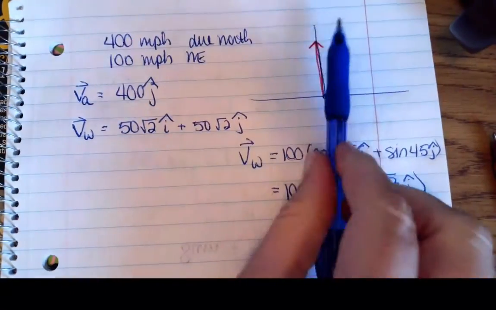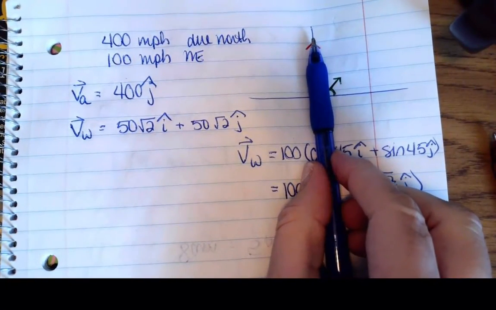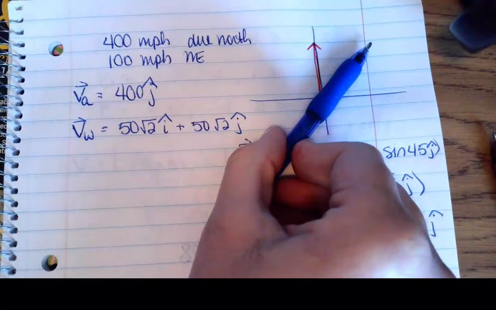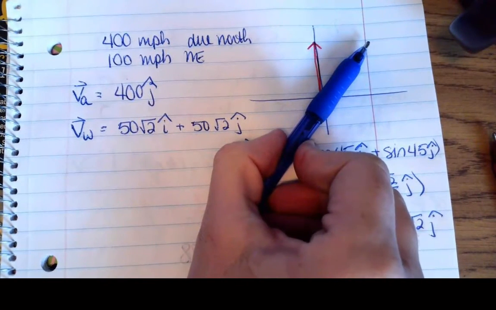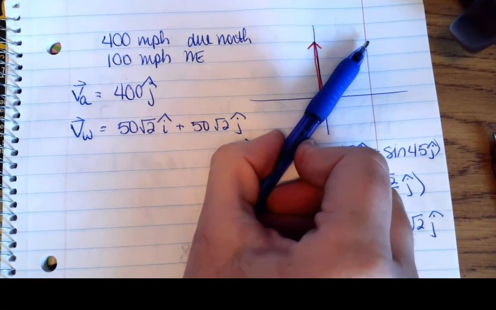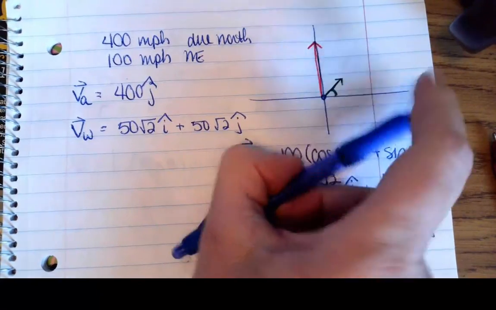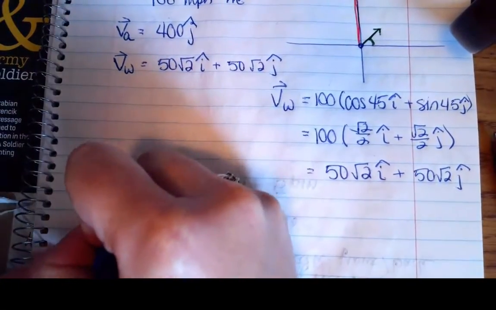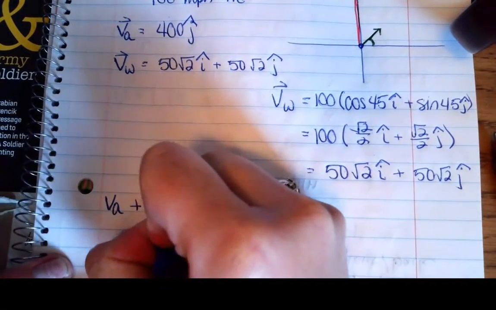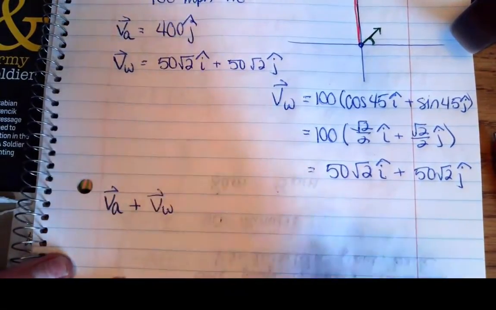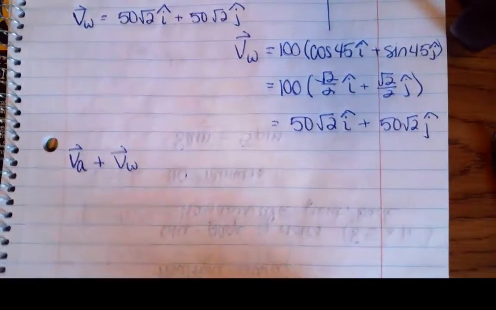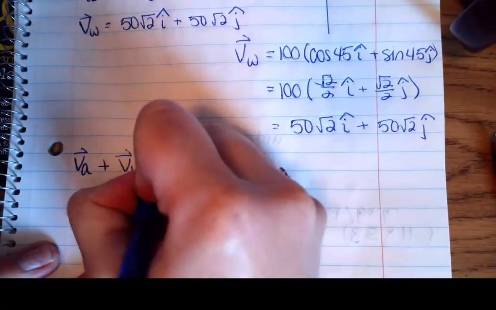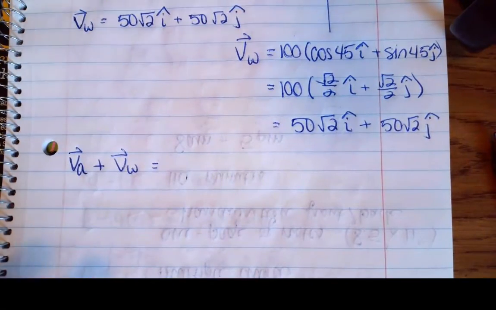So this is the airplane going this way on his merry way, but then the jet stream is going to affect him. So I want to know what his actual speed is and what his actual orientation is. So I'm going to add these two vectors together. So the velocity of the airplane plus the velocity of the wind stream will tell us what is going on with our airplane.